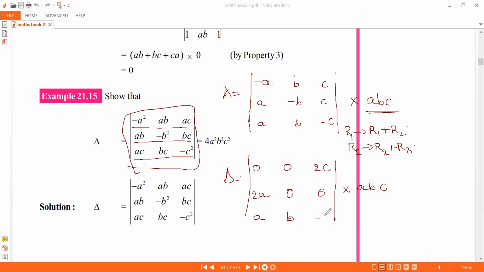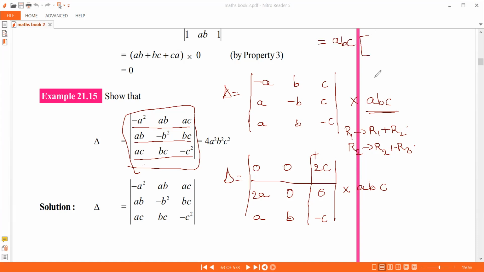What else do you want? 4 zeros are there. Now it is very easy to evaluate. You evaluate only along this row. The first 2 zeros you need not evaluate. So you need to evaluate only the 2C part. So it is simply plus, and the answer will be like ABC.